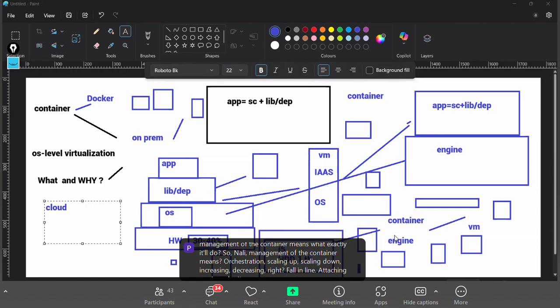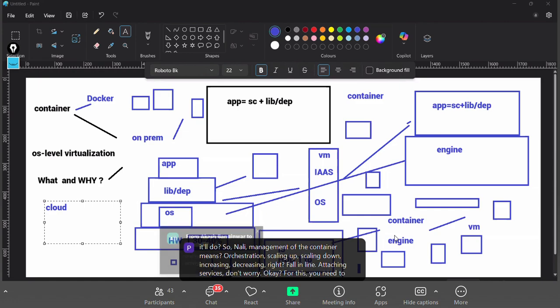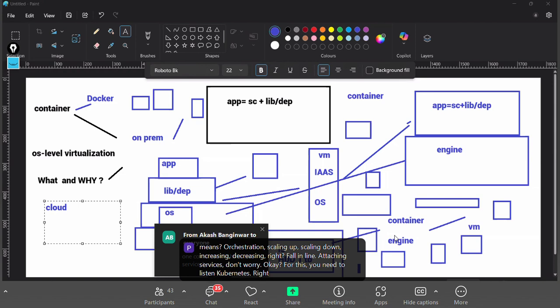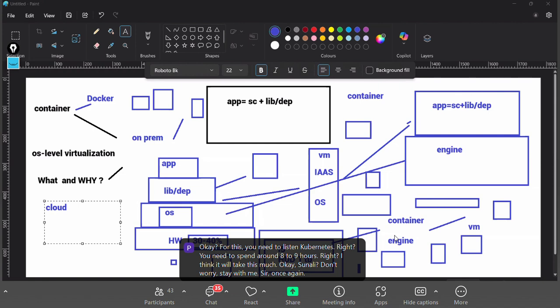For this, you need to listen to Kubernetes, right? You need to spend around 8 to 9 hours. I think it will take this much. Okay, Sonali, don't worry. Stay with me, sir. Once again, Docker and Kubernetes. Don't worry, Pawan. We'll go into Docker and Kubernetes. One container will have one service, Akash. Yes, absolutely pinpoint. Akash, you are correct. Okay, don't worry. I'll answer you.